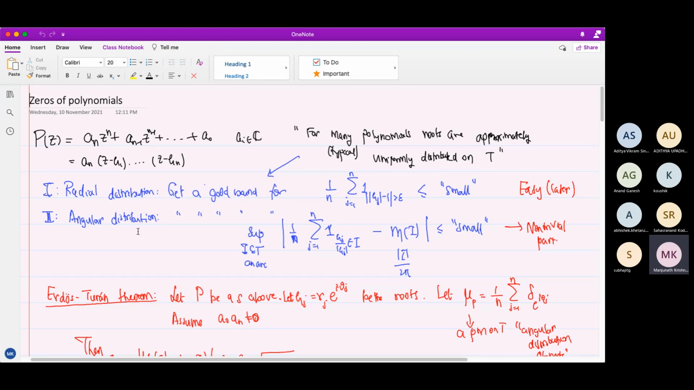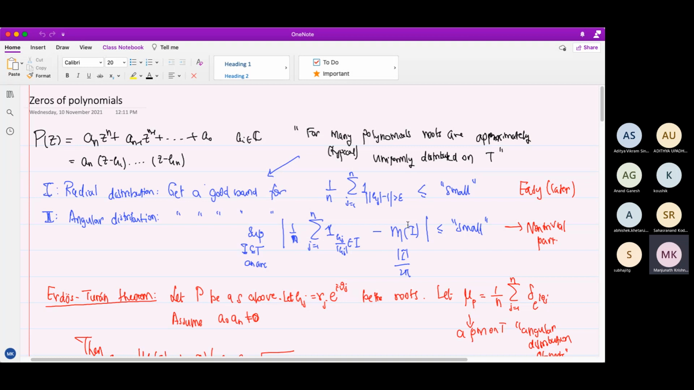The key part is angular distribution, which is you take not the modulus of zeta j, but zeta j over modulus zeta j. These are the projections of the zeros onto the unit circle. And we look at the probability distribution which puts mass 1 over n at each of them. That is, we count the proportion of roots that lie in a given sector given by an arc on the circle. If you give an arc on the circle, that defines a sector in the complex plane. So what proportion of roots are in that sector, that is measured here.